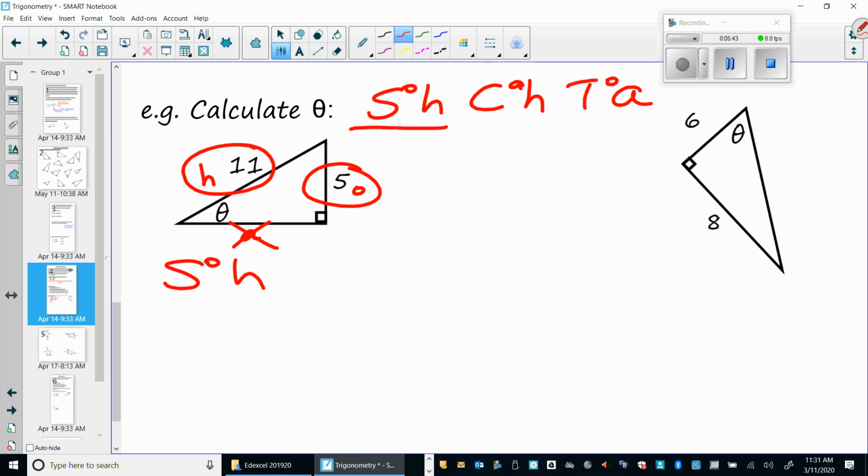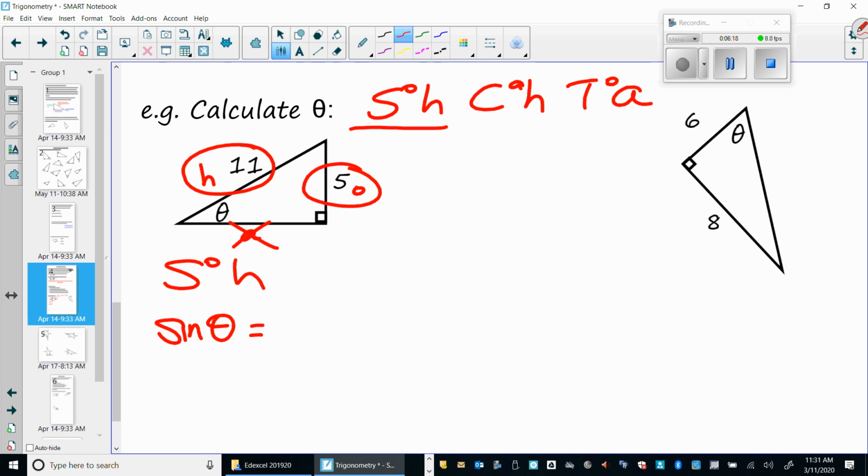Now, the S, the C, the T, what did they stand for? Do you remember? Sine, cos, and tan. Sine, cos, and tan always are attached to the angle that we're using. So in this case they would be attached to theta. So we've chosen the S, so what we're going to write is sine theta equals.